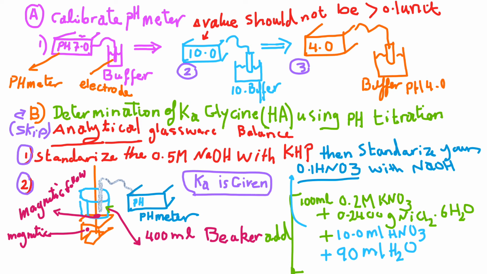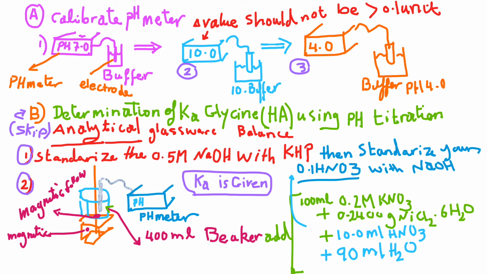Now after you measure the pH to 7, you go to another buffer, which is buffer 10, to make sure of the linearity, and it should read 10. Then you go to pH 4, buffer 4, and it should read 4. If it doesn't read 4, you have to adjust it. If it doesn't adjust, you use the equation to calibrate your pH meter, and the technician will help you calibrate your pH meter. Now it should be very accurate.